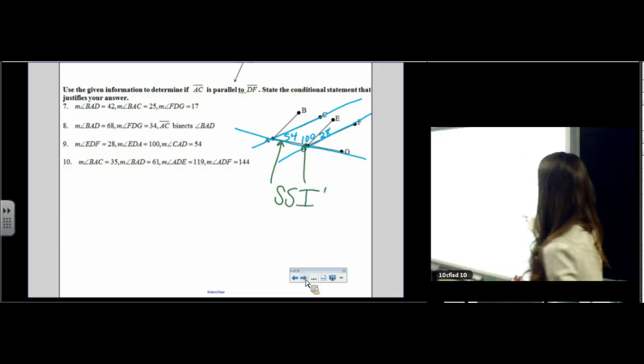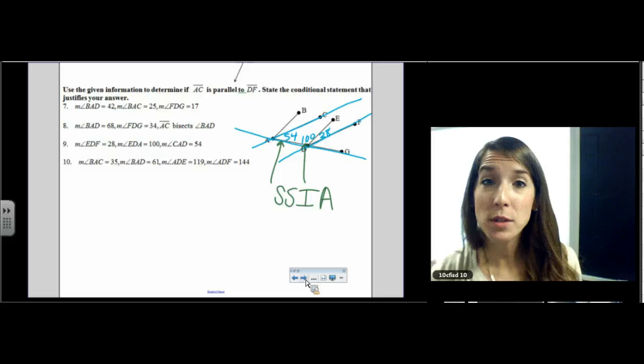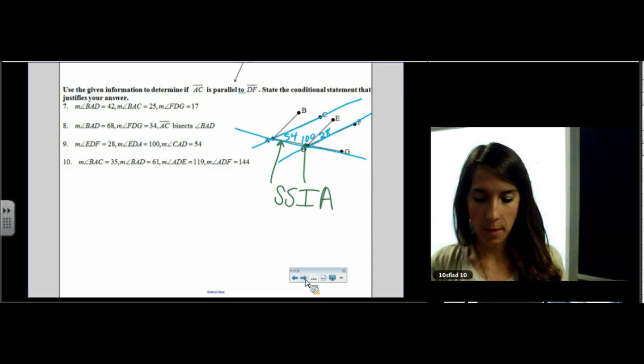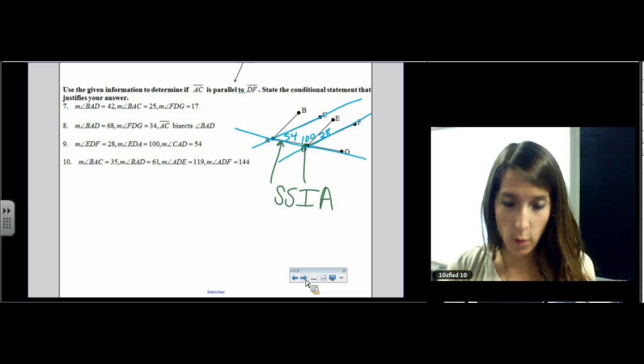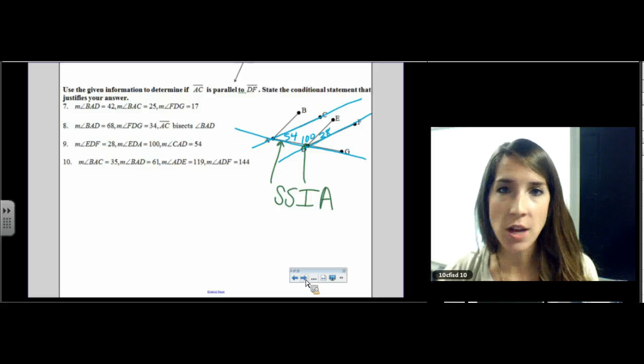Now if this is our transversal, then these angles, this guy and this guy, those are same side interior angles. Same side interior angle starts with an S, so they're supposed to be supplementary. So all we have to do is confirm whether they're supplementary or not. So 54 plus 128, and we know that does not equal 180.